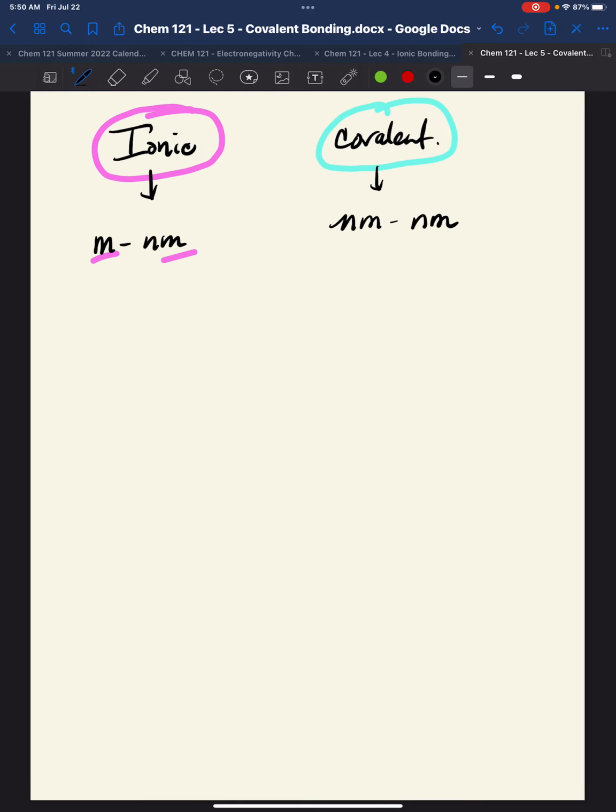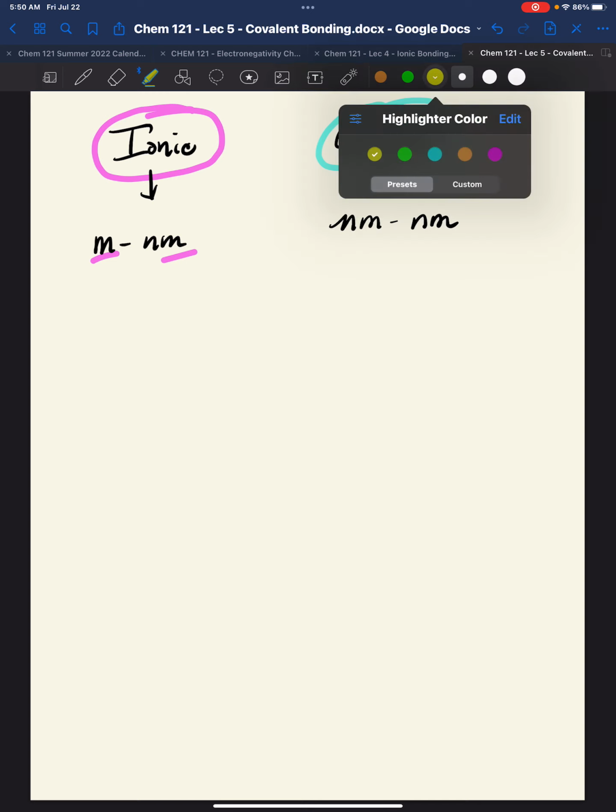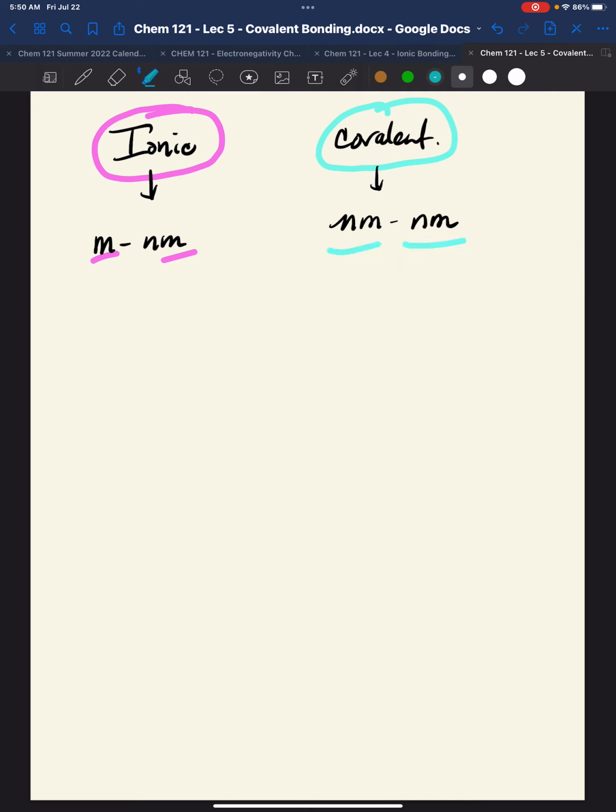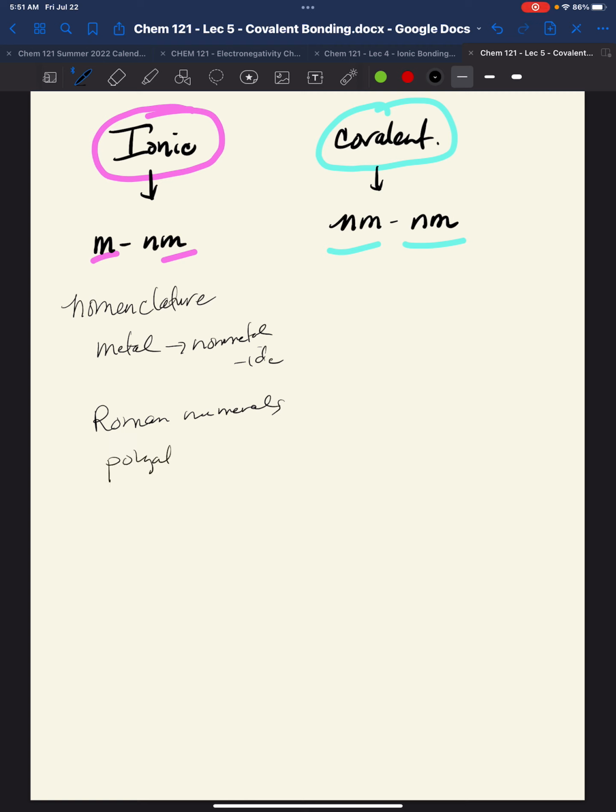Okay, so we classify ionic and covalent bonds. Hopefully you watched the demo that Scott did, and he gave us the properties of these. We're recognizing that covalent bonds are non-metal and non-metal. But we have a naming system, the nomenclature. For ionic, it's the metal and then the non-metal with the -ide ending, and then we have the Roman numerals, and then we have the polyatomics. So that's kind of it with ionic, and that's where we're going to leave it.